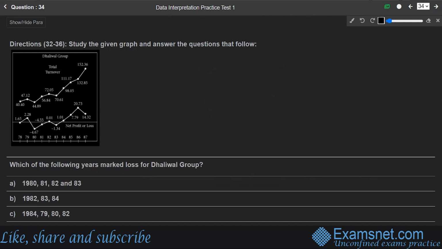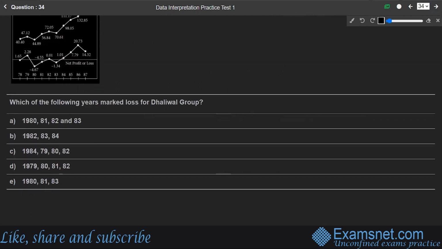Okay, for the same graph, we have to answer something else. Which of the following years marked loss for Dhariwal group? We just have to find out wherever the points are below this line, then only we'll call it a loss. Whenever the dots are below this line, we'll call them loss years. So let us see the options.